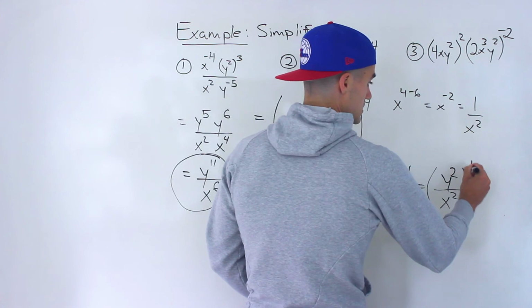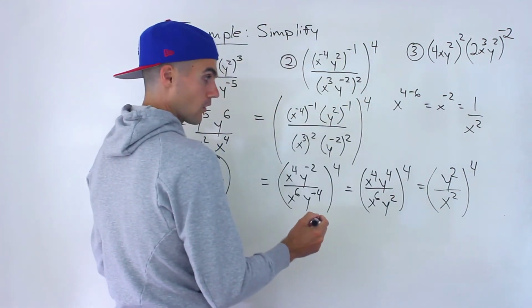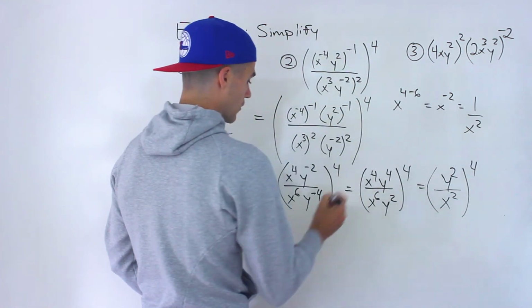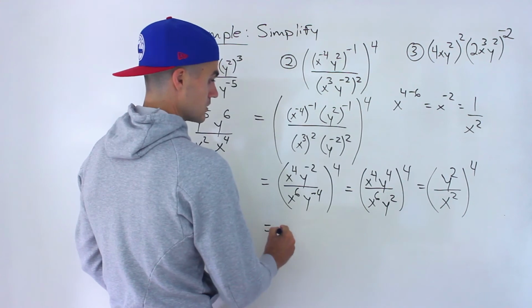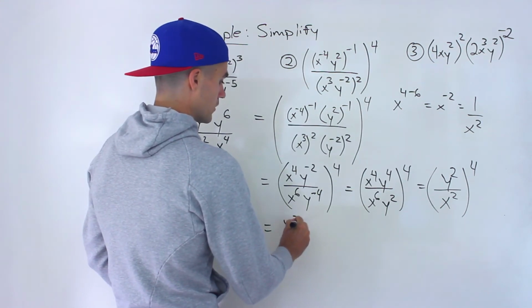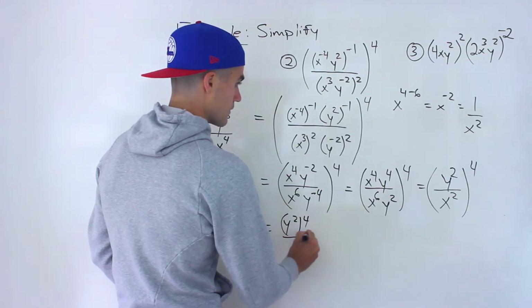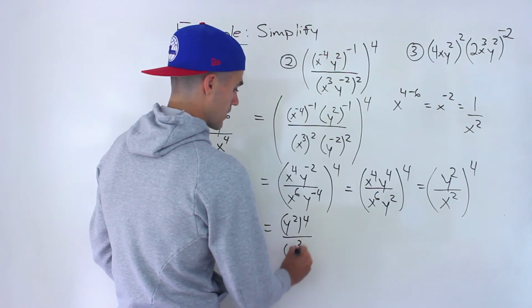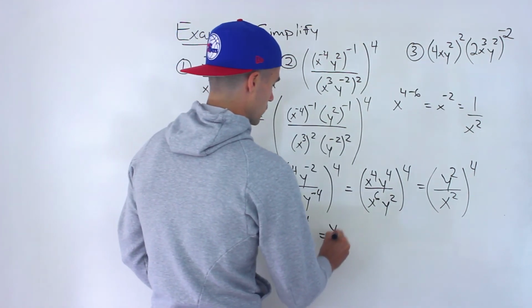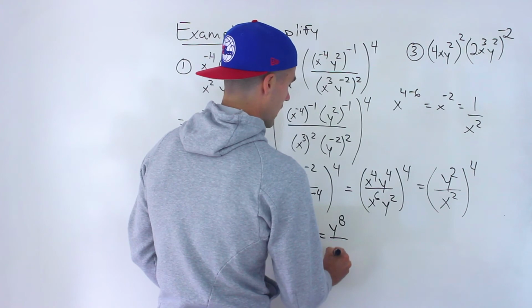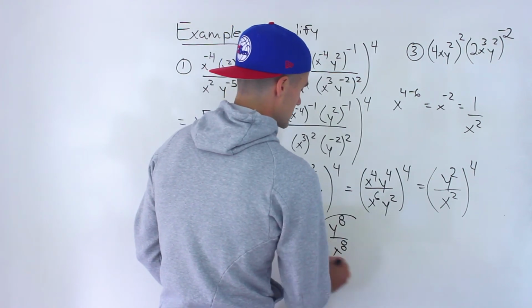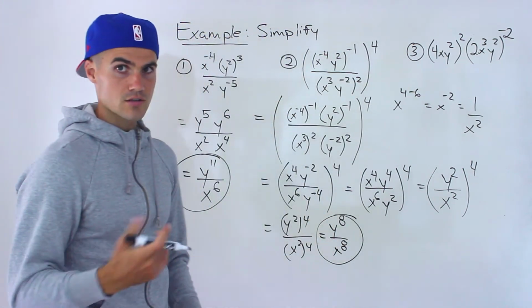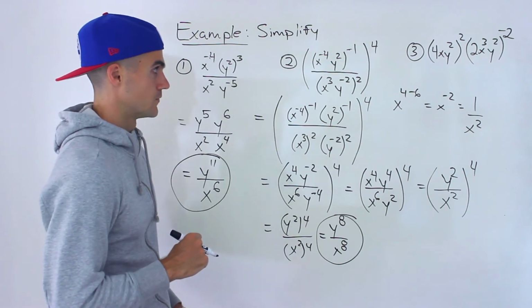And then remember, this is still all to the power of 4. A fraction to the power of something means the numerator goes to that power and then the denominator goes to that power. And so we'd end up with y to the 8 over x to the 8. And so that ends up being the final answer for number 2.